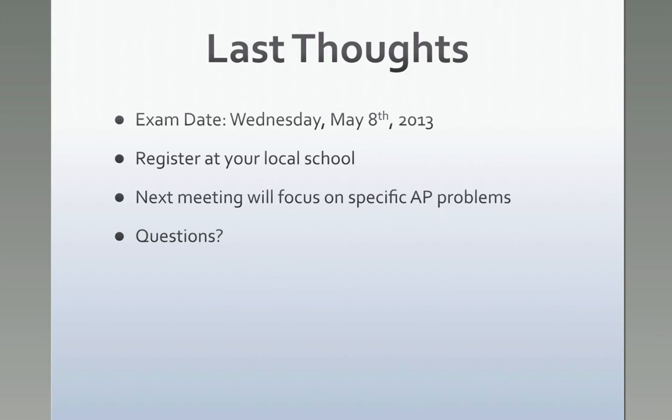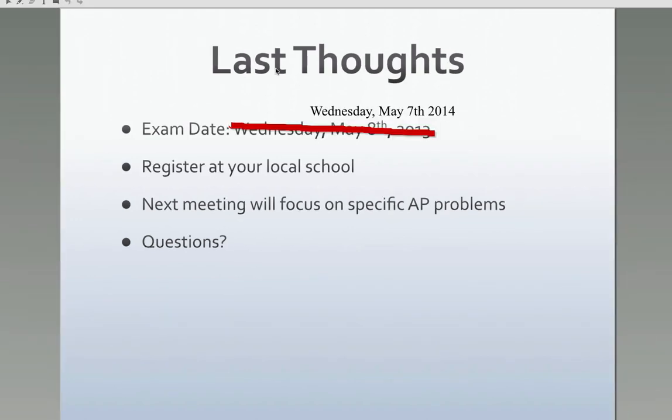So this was last year's exam date. The exam date this year is Wednesday, May 7th. Let me just cross that out for us. There it is. Wednesday, May 7th is the exam date for this year. Again, it's usually at 8 o'clock for U.S. students. If you're outside of the continental U.S., it may start at a different time. You want to make sure you're already registered at your local school. The AP coordinator at every school is the person who handles the registration and other things, so your teachers should be able to tell you who that is.